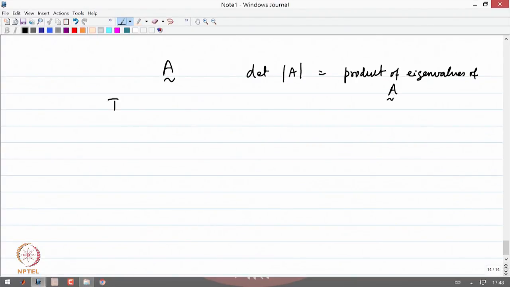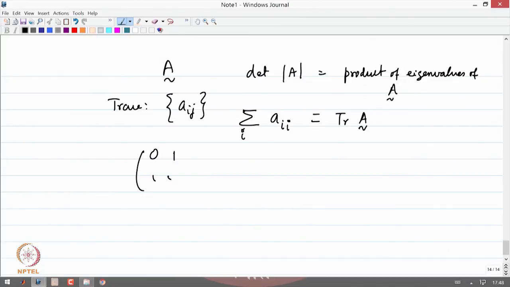Then there is a quantity called the trace. For any matrix, if you have A i j as all its elements denoted this way, then the trace of the matrix is the sum over i of the diagonal elements A i i. It is called the trace of the matrix A. So in this case 0, 1, 1, 0, the diagonal elements are 0, therefore the trace of this matrix is 0. The trace of the lambda matrix, which is 1, 0, 0, minus 1, is also 0.